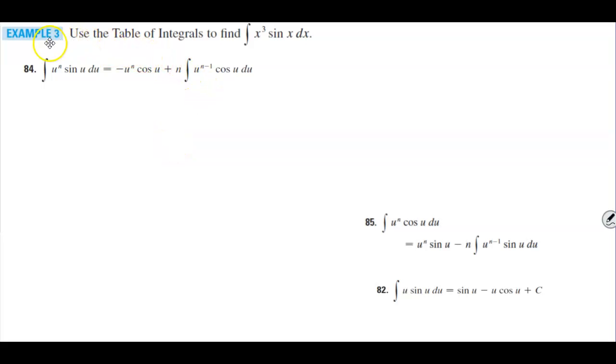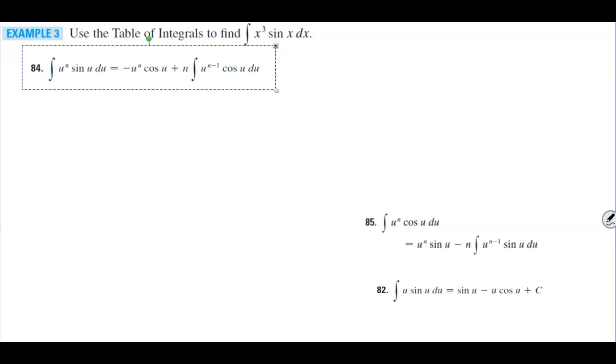Okay, so for example number 3, we're going to use the table of integrals and focus on the trigonometric forms. In this example, we're going to be using 3 different entries. Since we're dealing with x cubed sine x dx, we do not have a factor that has u to the 3rd power. So we're going to have to use entry 84 as our first step.